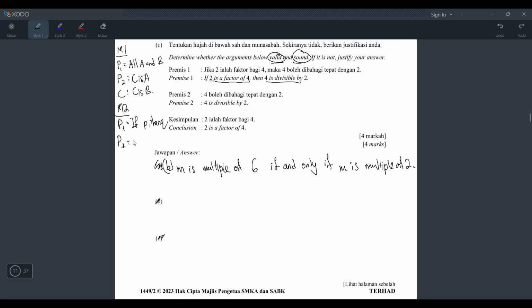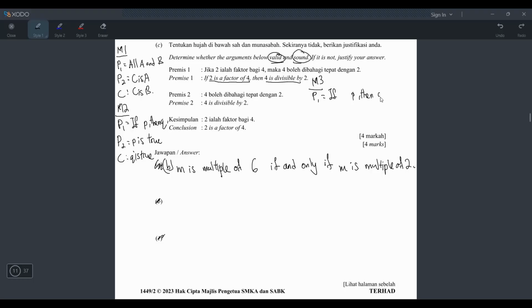And then the premise 2 is P is true, and then the conclusion, Q, is also true. Okay, and then we have model 3. I don't have space already, so I write here. Model 3: if the premise 1 is the same, it will be if P then Q.